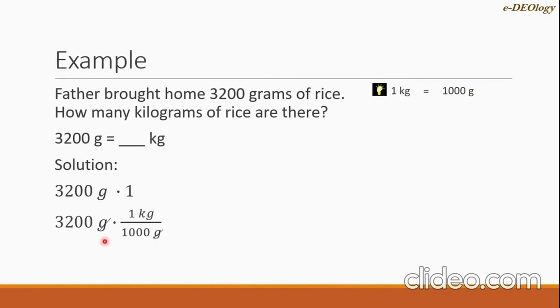And then we can now cancel the units, gram here and the gram down here. So we multiply the 3,200 by 1, we'll get the same value, 3,200. Down here is the 1,000. Then we divide the 3,200 by the 1,000. You will get 3.2 kg or 3.2 kilograms. So this is our final answer.